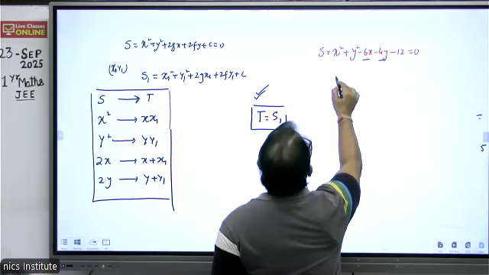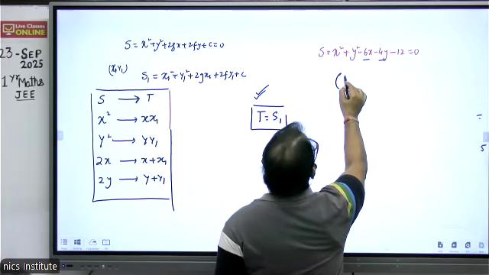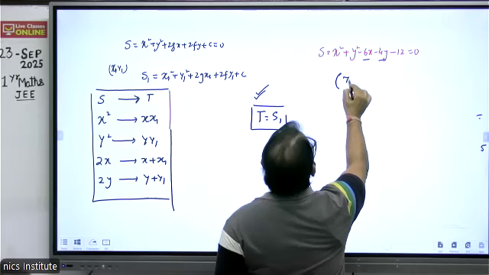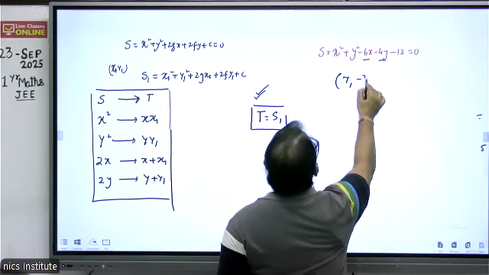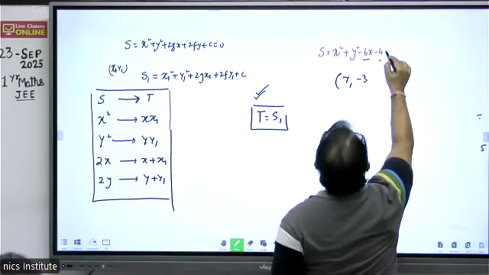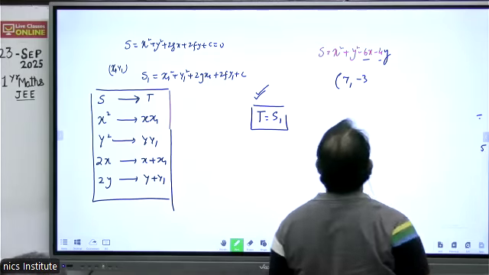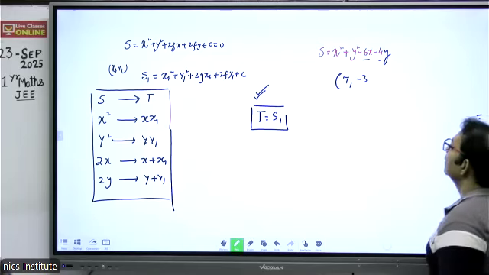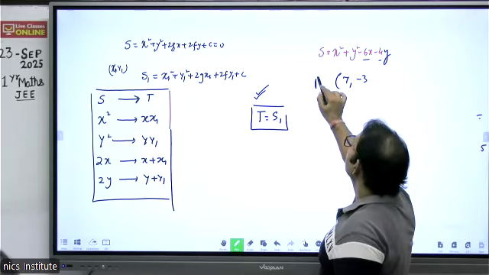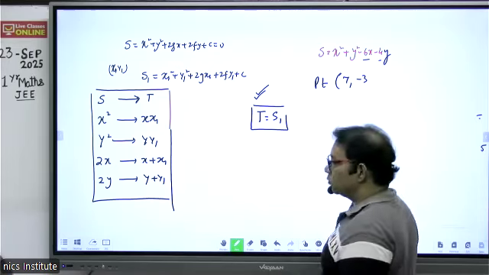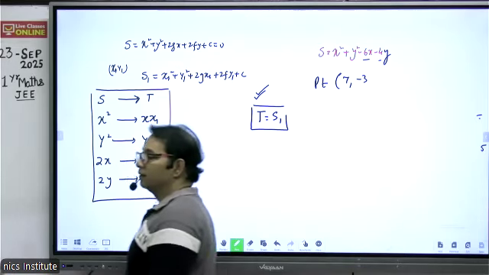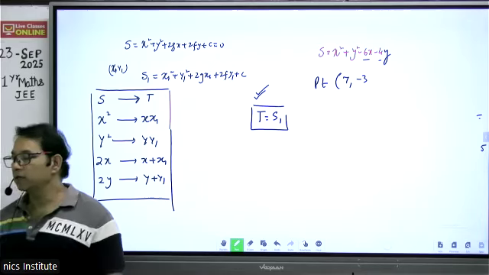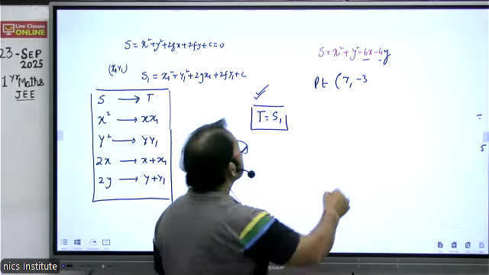I suppose there's a point which is 7 comma -3. Substitute in x square plus y square minus 6x minus 4y. Tell me the value when you substitute 7 comma -3 in this equation.